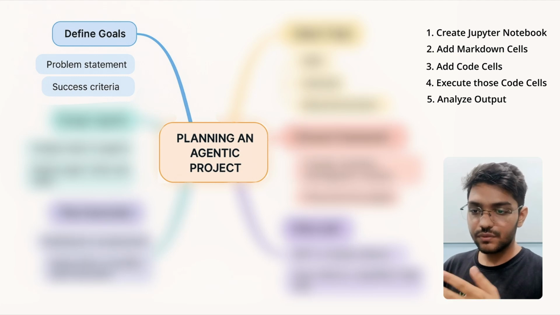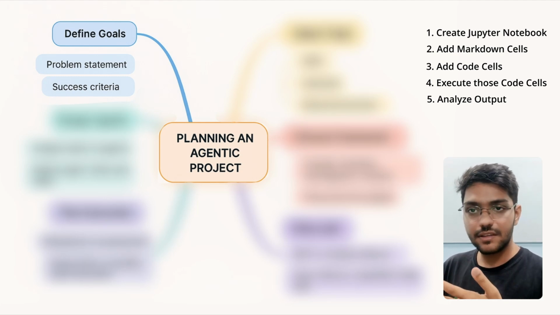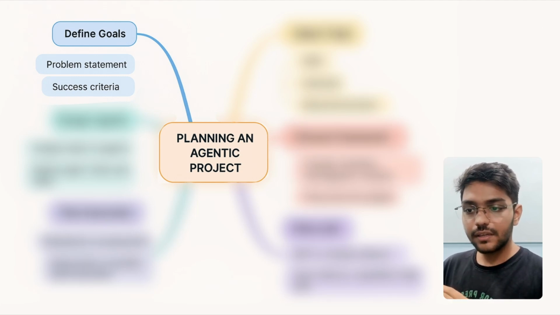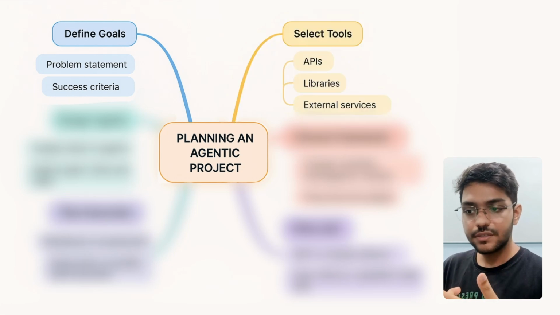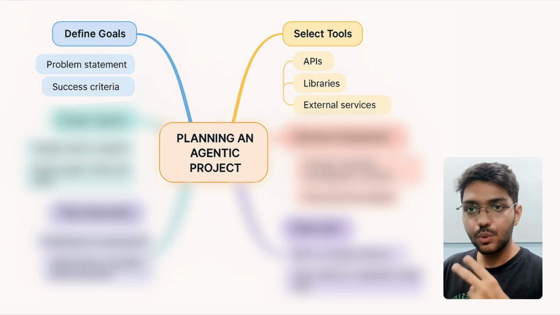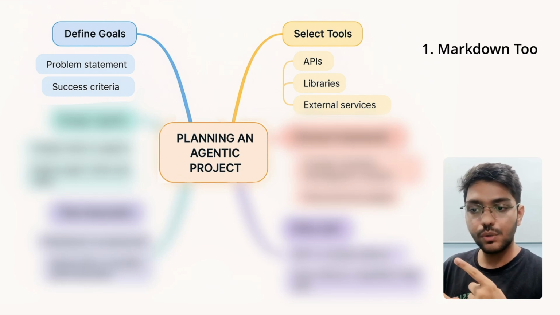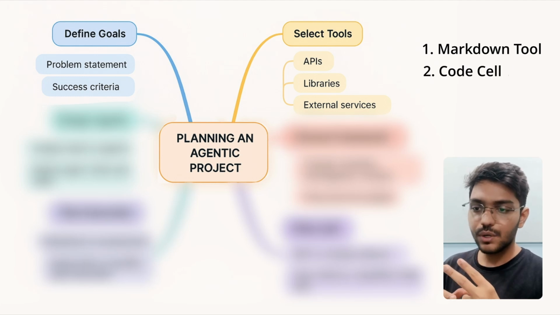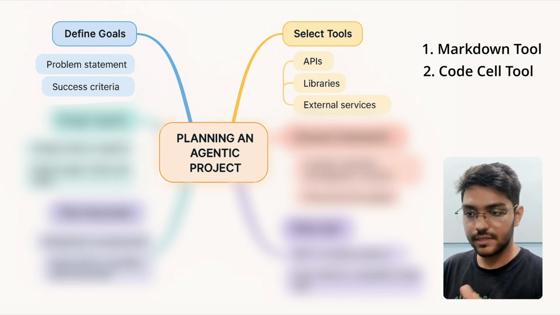The success criteria of this is very simple. If the agent is able to do all the tasks mentioned before and is able to create a complete project from the task given and the dataset given, then it's a win. So the next one is we pick the tools for our agents. This could be external APIs, libraries, or custom built tools. So for our agent, we are going to create 2 tools. The first one is Markdown tool that will be used to add and format Markdown cells. And the second one is the code cell tool. So this tool will be used to add, execute, and manage code cells.